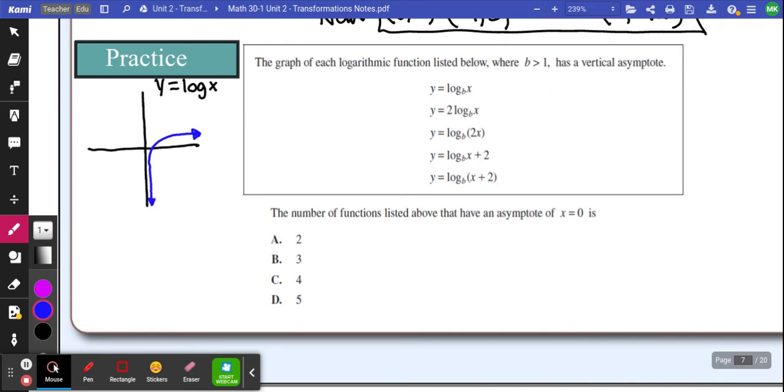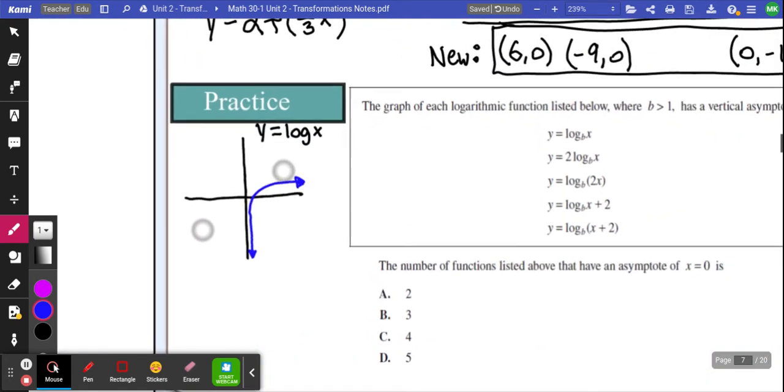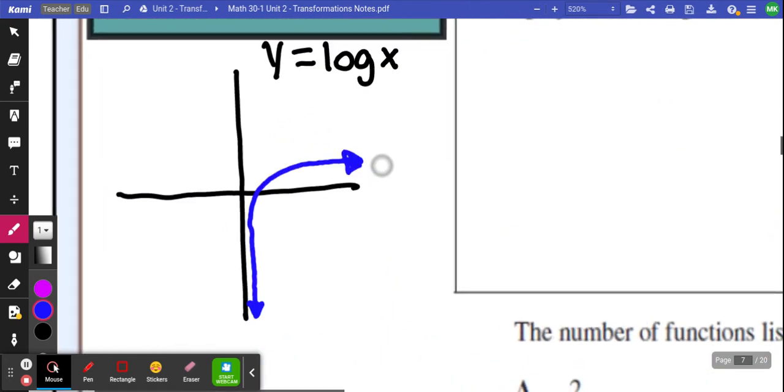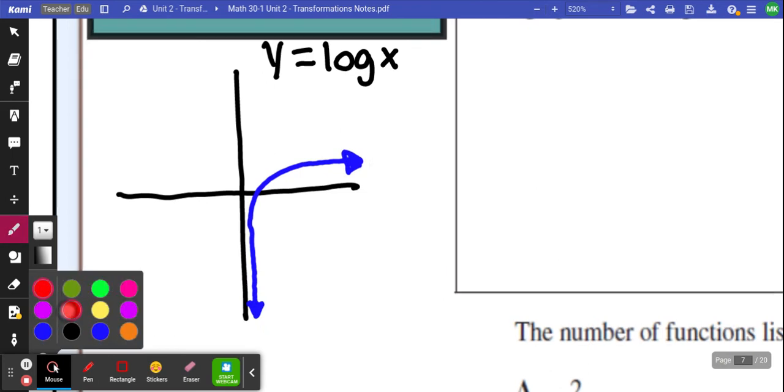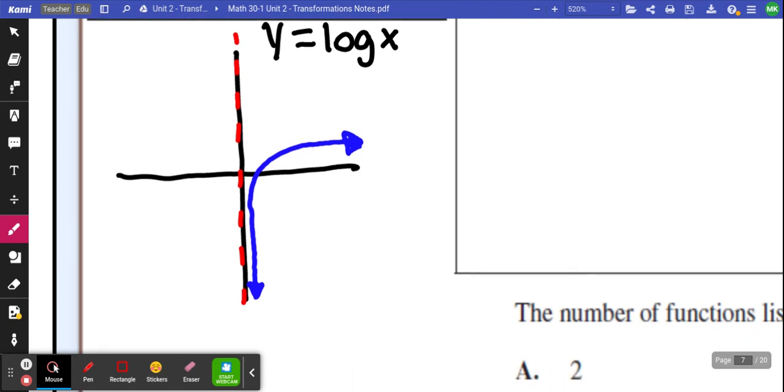If it's negative, does it go the other way? If it's negative, it does flip it, yeah. That's my regular log function. Where's my asymptote on my regular log function? X equals 0, which is the y-axis. That is x equals 0.